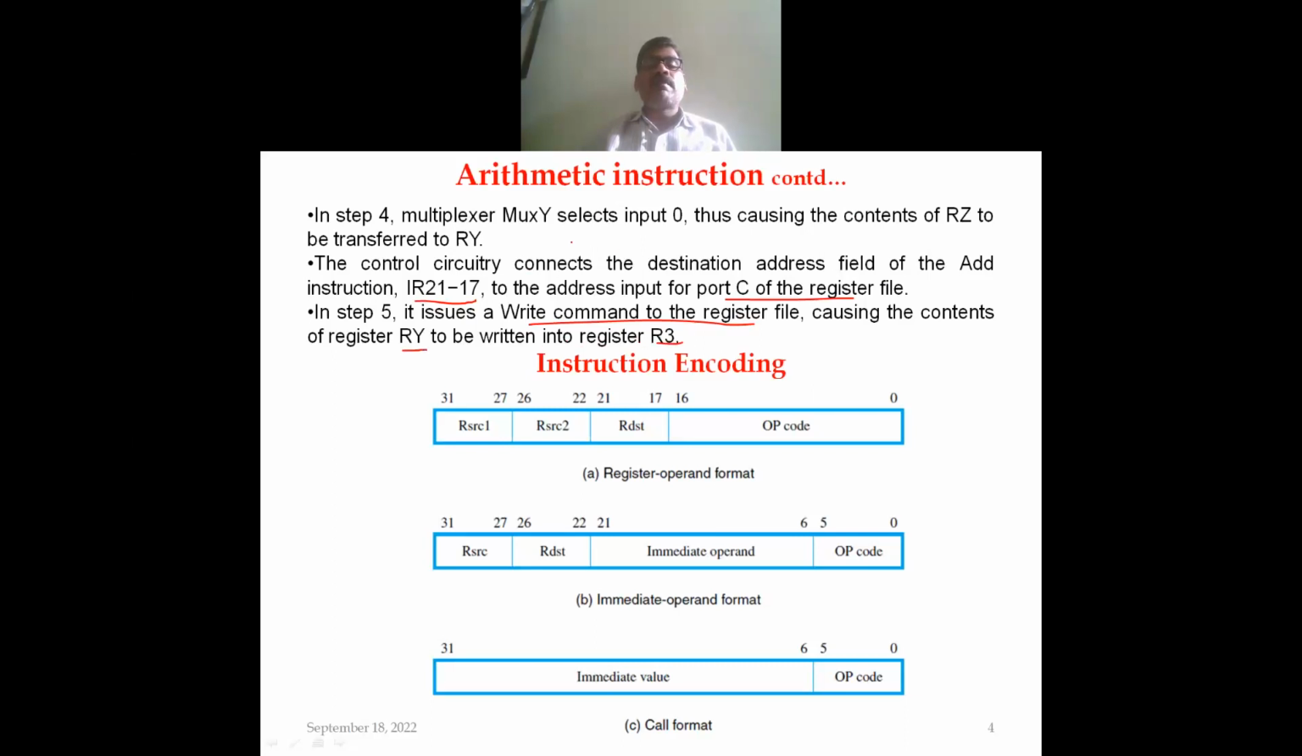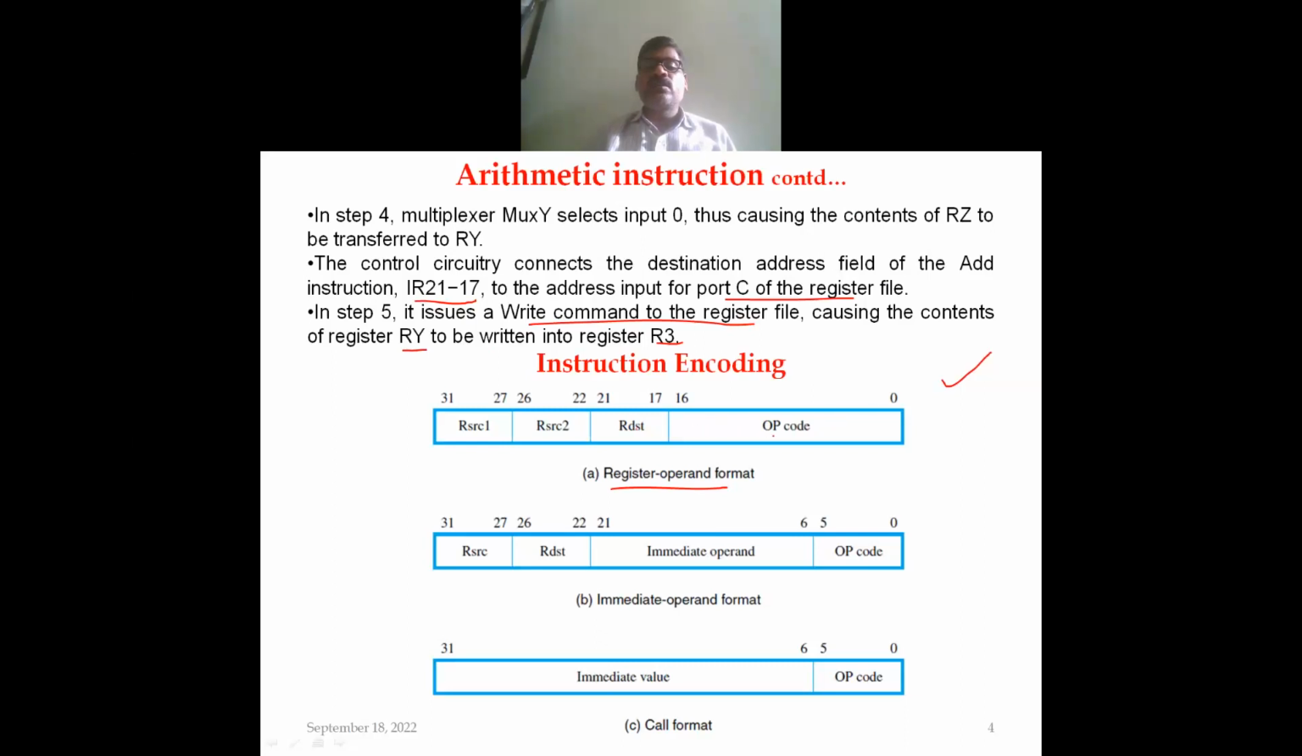When the instruction is being decoded, the decoding is done based on different types of operands. For example, if there are register operands, then they are in bit positions 0 to 16.